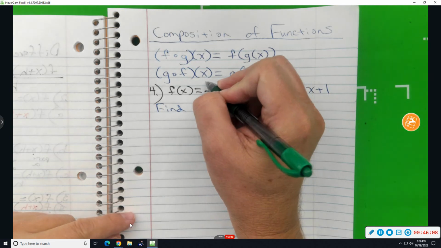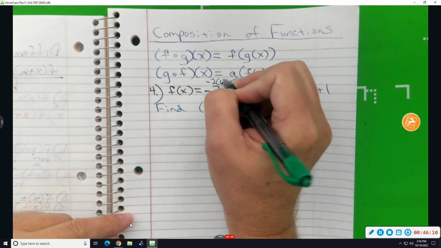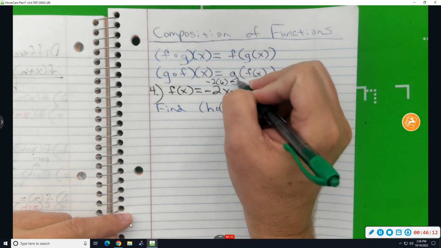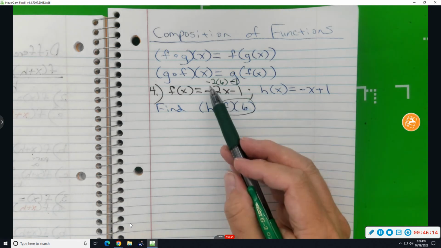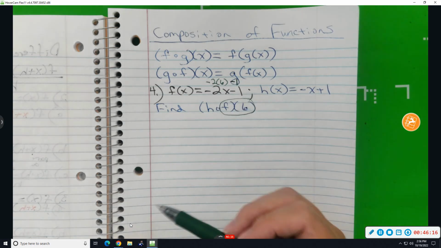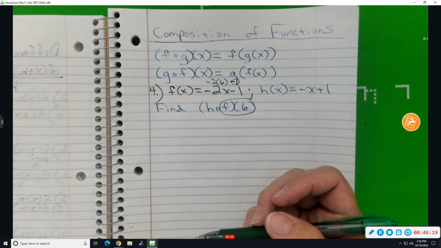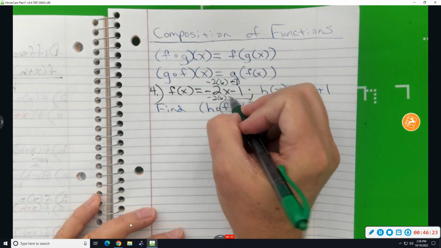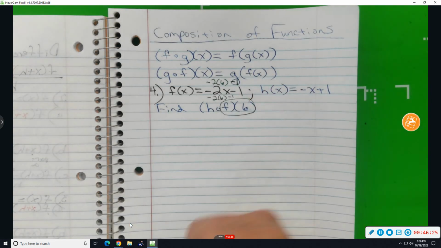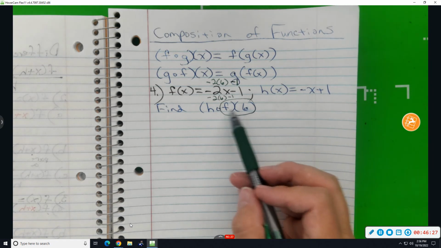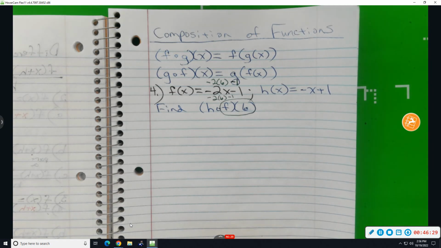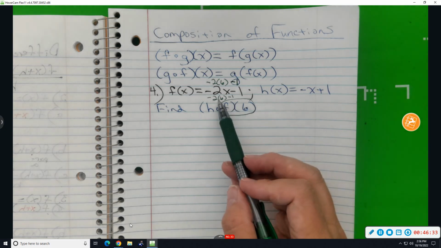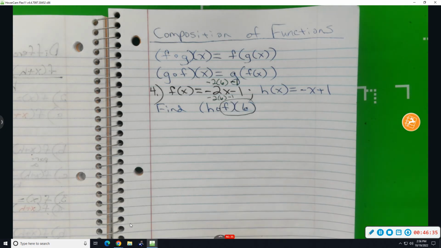Here's my scratch work. We have a negative 2 times 6 minus 1. That's hard to see, that minus 1, isn't it? I'll write it here. Negative 2 times 6 minus 1. Negative 12 minus 1. What is f of 6 equaling? What are we going to get there? Negative 12 minus 1.